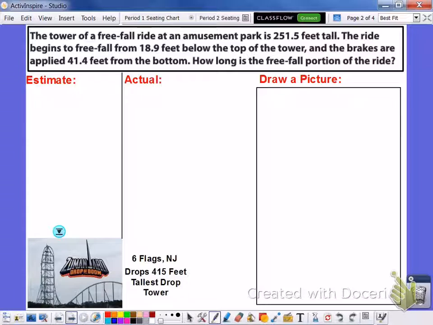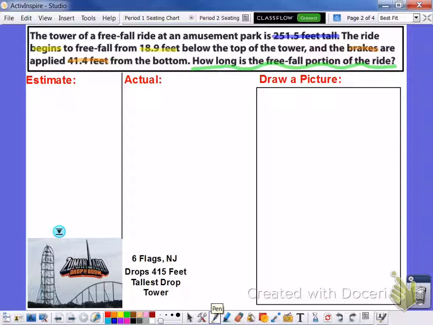Now I want to go back and highlight some important information. So I see that the ride is 25.1 feet tall, and then it begins its free fall, so begins 18.9 feet below the top of the tower, and the brakes, so it slows down 41.4 feet from the bottom. And then finally, what is the problem asking? How long is the free fall portion of the ride?